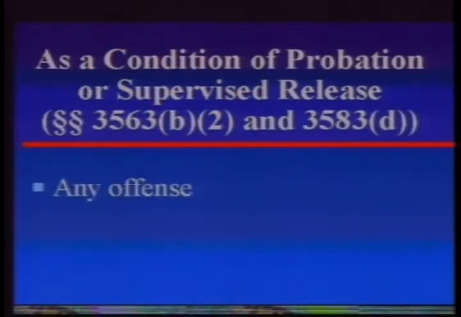Now, this is available for any offense. Again, if you had an offense that fell under 3663A or under one of the special restitution statutes, then obviously it's going to be mandatory restitution. But for any other offense, you can have restitution ordered solely as a condition of probation or of supervised release. For instance, you might have someone convicted under, say, Title 15, a securities fraud violation, or Title 42, a Social Security fraud violation. Those offenses are not covered under 3663A, under the special restitution statutes, or under 3663. But nonetheless, there still could be restitution by way of solely a condition of probation or supervised release.